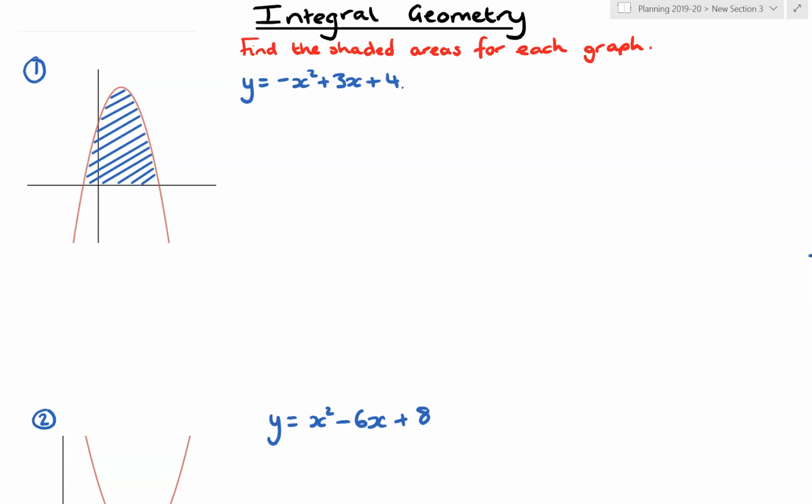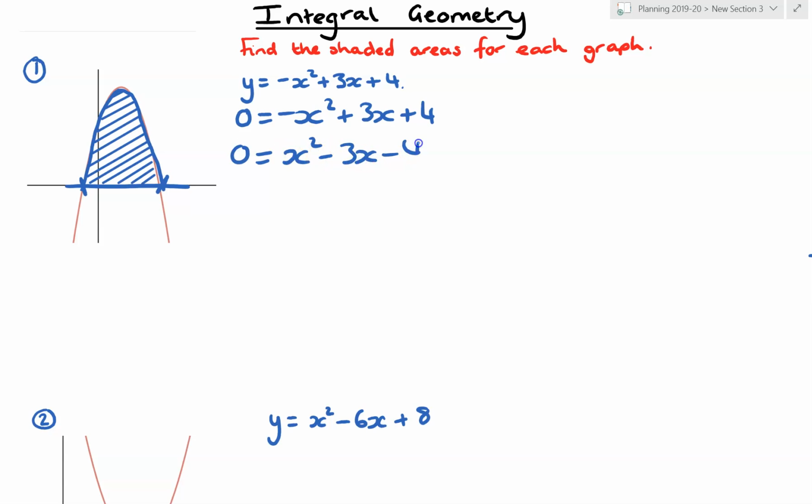So for the first one, we are bound by our x-axis, we are bound by the curve, but we need to know where these 2 points are. We're going to do that by solving the quadratic. So quadratics have to be equal to 0. Don't particularly like the negative in front of the x squared, so I'm going to multiply through by -1. And then factorise, giving me that x is 4 and -1.